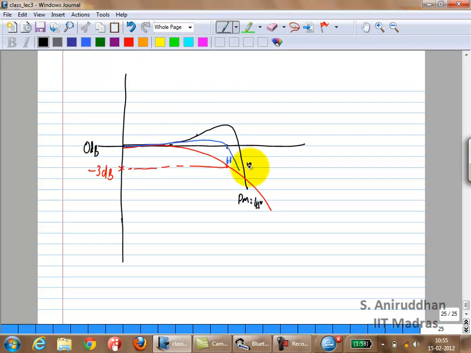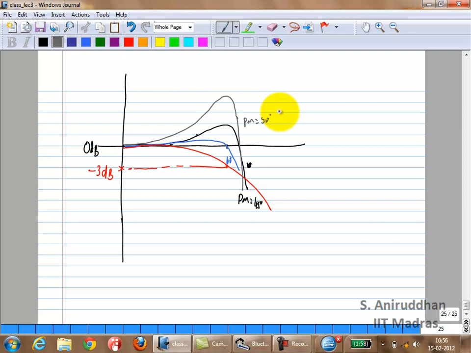What happens if you reduce the phase margin to 30 degrees? What do you think it is going to look like? You get a lot more peaking. You get something like this. So if you keep reducing your phase margin, you'll get larger and larger peaking, till if you have no phase margin at all, you'll get infinite gain at that point, and that's when you will have oscillations.